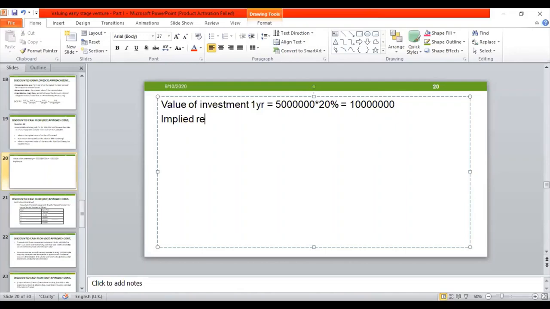So the implied return is equal to, first we need to take the profit. For that we need to deduct the purchasing price of the investment, which is 800,000, from the value of the investment after 1 year, which is 1 million, divided by the initial purchasing price. Right. So for this investment, if we take it as a percentage value, you would have an implied return of 25%.